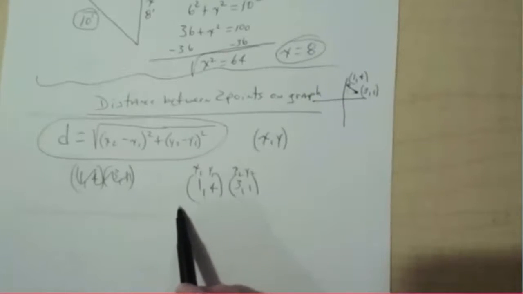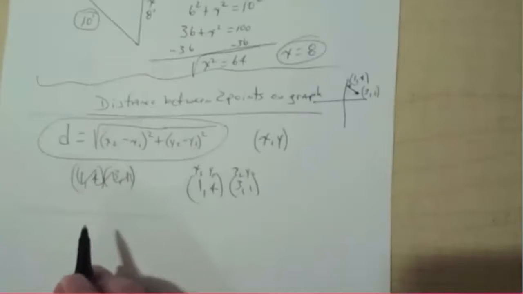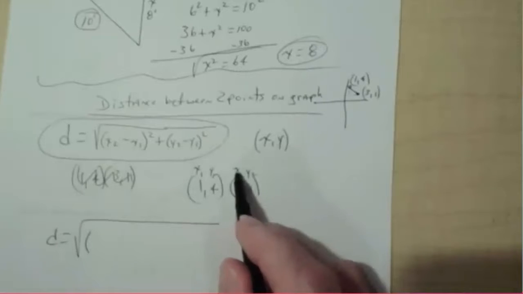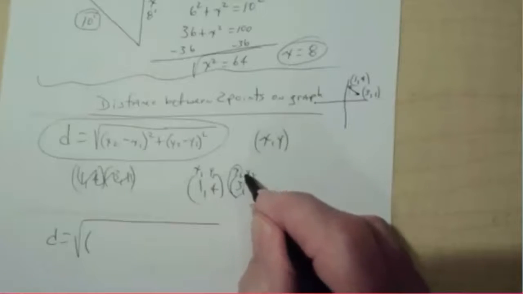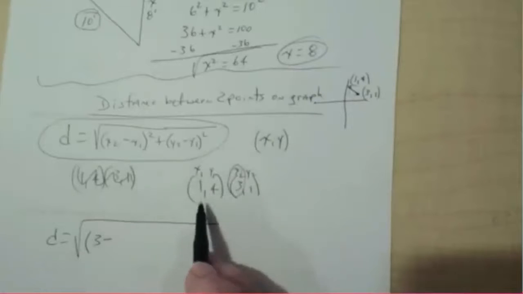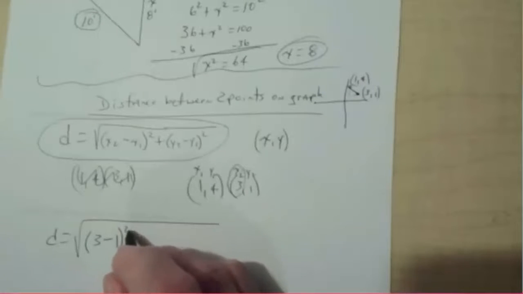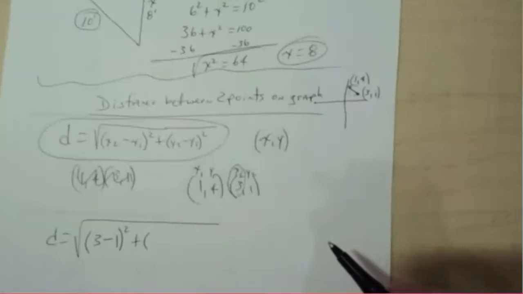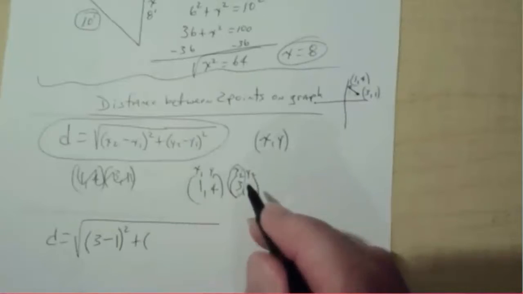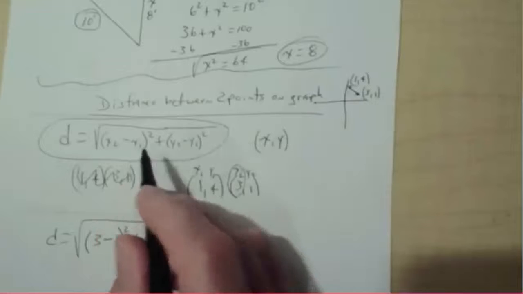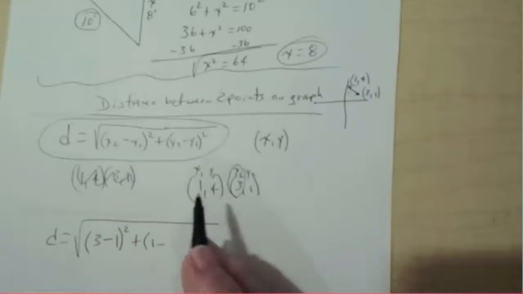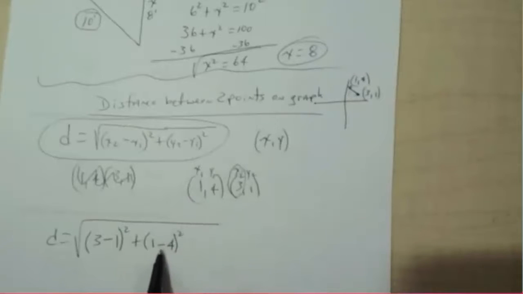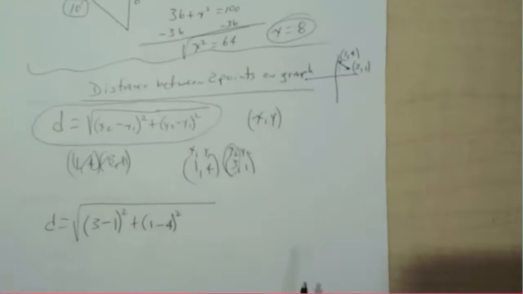So we have x2. Our distance is the square root of, what's our x2? x2 is 3 minus x1, which is 1, closed, squared, plus y2, which is 1, minus y1, which is 4, closed and squared. When you square these things, it doesn't make any difference what number's in here. It's going to end up being positive because you're squaring it.